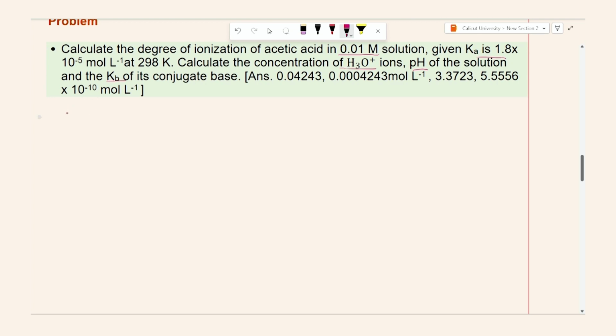Now, here we have the acid, acetic acid. First of all, what we are going to do is write down the ionization of acetic acid. Of course, I will have to put water because it will be ionizing to give a proton.